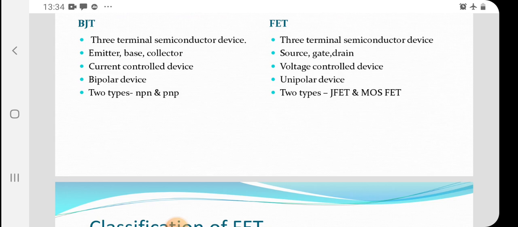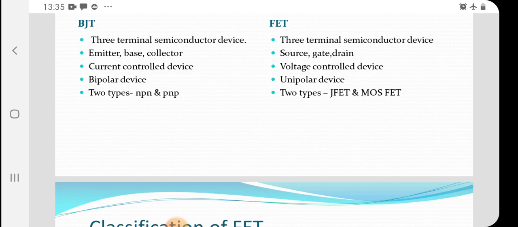Normally you can find that there are three terminals: you have emitter, base and collector, and in FET you have source, drain and gate. The next point is BJT is used as a current control device and FET is used as a voltage control device. BJT is a bipolar device wherein you can conduct in both the directions, whereas your field effect transistor is a unipolar device which conducts in only one particular direction.